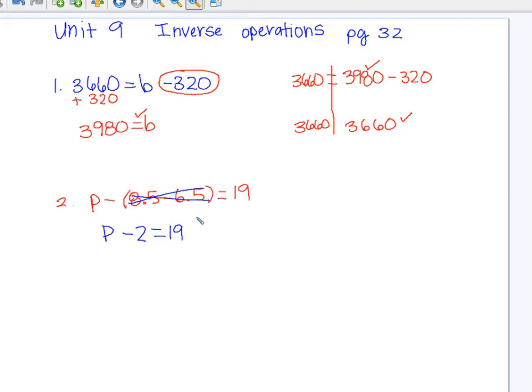Now you could probably do these in your head without doing the inverse. However, it's a really good habit to get into to do the inverse, because when the problems get more difficult, it's going to be helpful. So instead of minusing 2, I'm going to take it to the other side. I'm going to do the opposite. Instead of minusing 2, I'm going to do the inverse, and I'm going to plus 2. P equals 21.